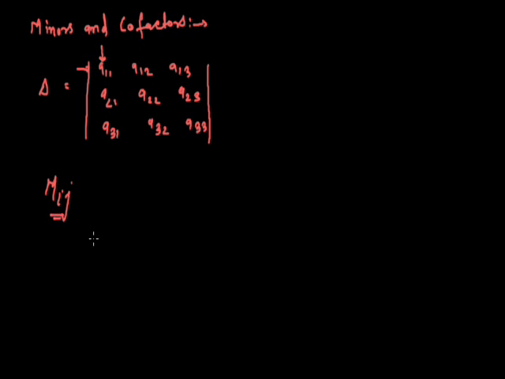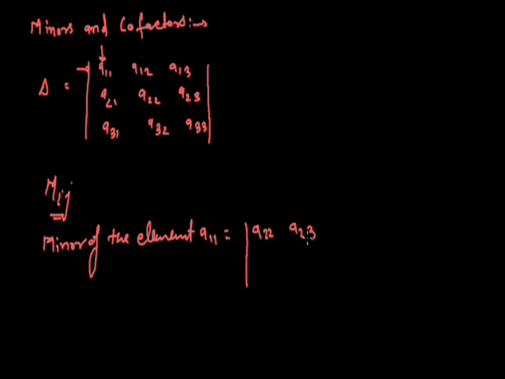Mij. So now if we write the minor of the element A11, the minor of the element A11 is, now leave the first row and the first column. The remaining elements are A22, A23, A32 and A33.